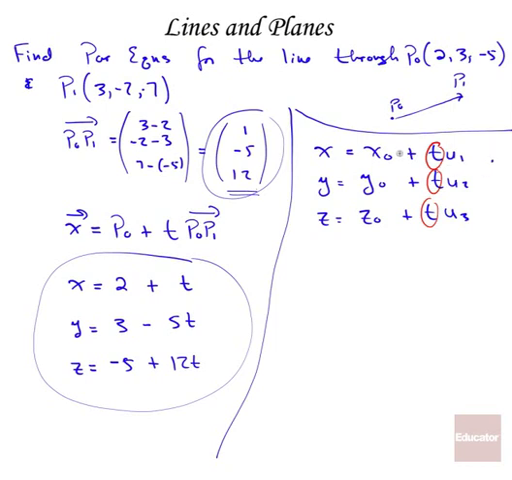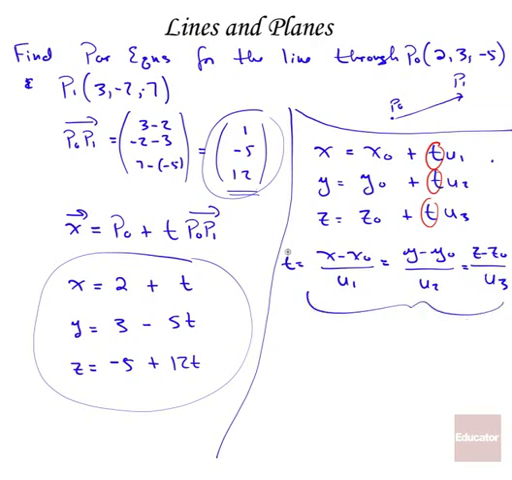Well, because it's the same, I can solve each of these equations for t. So I end up with the following. t equals x minus x0 over u1. It's equal to y minus y0 over u2, equals z minus z0 over u3. This version of it, when I actually solve for the parameter and express the relationship this way, is called the symmetric form of the line.